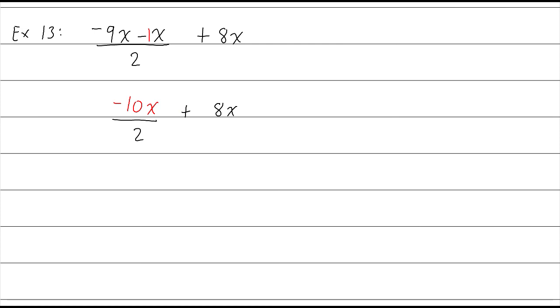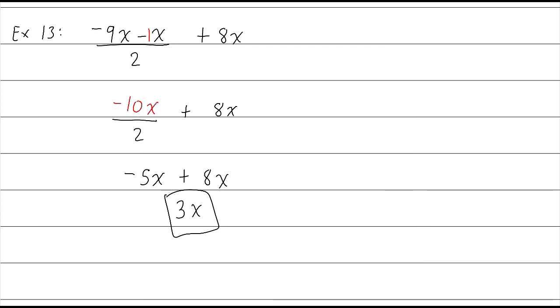Now I see division right here. In order of operations, I need to take care of that before I do anything else. So negative 10x divided by 2 is negative 5x. Bring down my plus 8x. And that should look kind of familiar. Negative 5x plus 8x is going to be 3x. And there we go.